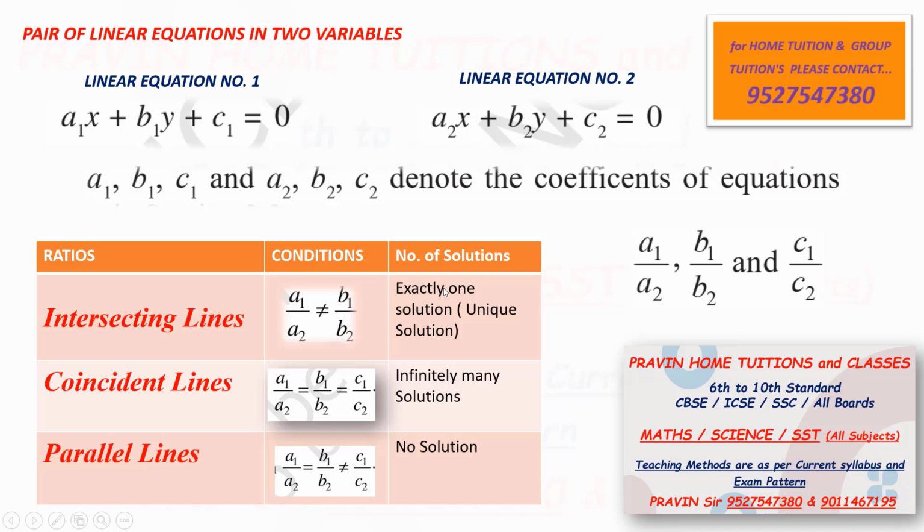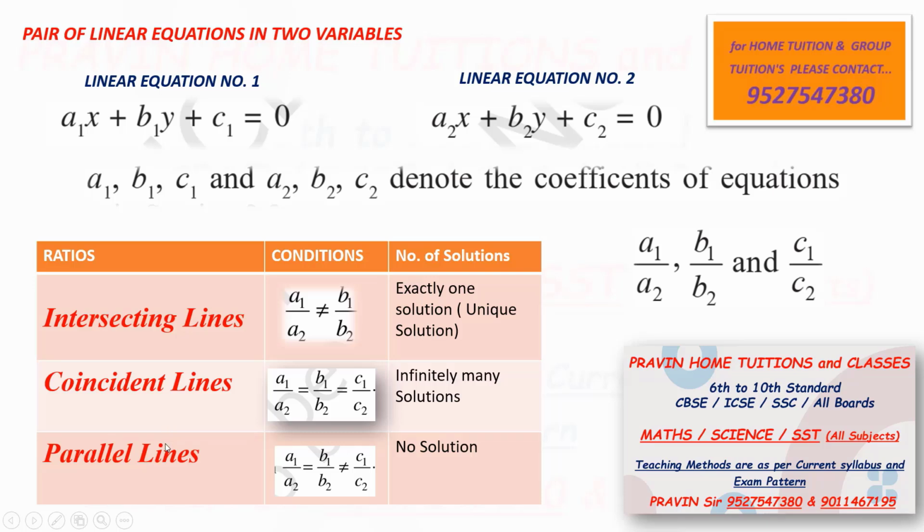Already we have learned exactly one solution, unique solution, we can call it a consistent pair of linear equations. Now the second type of line, coincident lines. If lines are coincident, then all the ratios are equal. A1 by A2 is equal to B1 by B2 is equal to C1 by C2. All the ratios are equal.